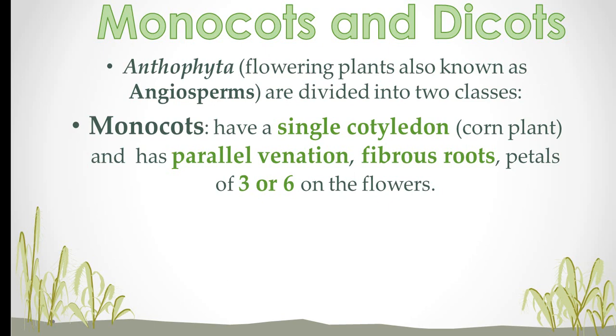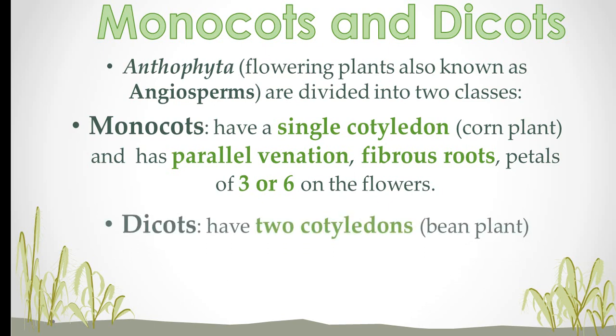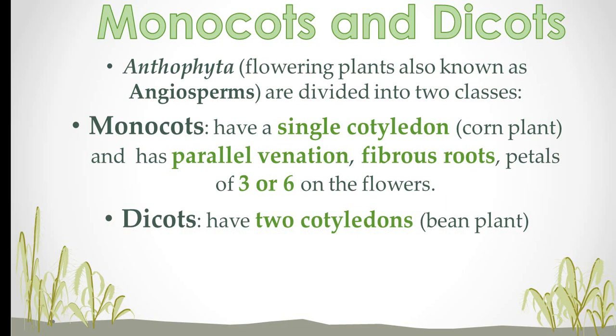So if you pull them up out of the ground, if you've ever had to do some weeding and you pull it up and there's all these roots down in there, that's probably a monocot. And when they have their flowers, their petals are either 3 or 6 or combinations of 3 to 6 petals on the flowers. Our dicotyledons have 2 cotyledons, so 2 original leaves that come up.